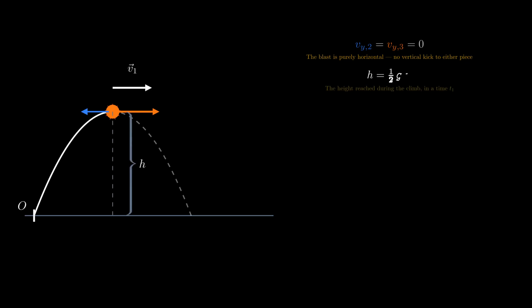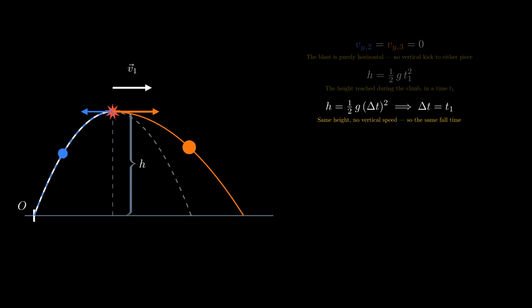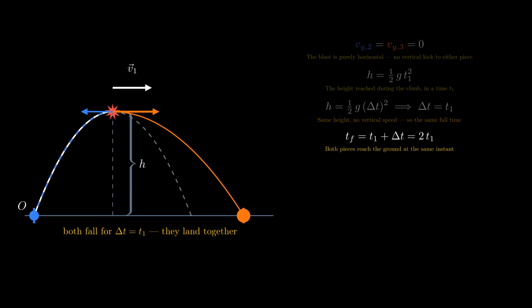At the top of the arc, the projectile's velocity is purely horizontal. The two pieces fly apart horizontally, so neither piece picks up any vertical velocity from the blast. Each therefore begins its fall from the same height with 0 vertical speed, so each takes the same time to reach the ground, and that time is exactly t sub 1, the time the projectile took to climb. Both pieces land together at time t sub f equals 2 t sub 1.